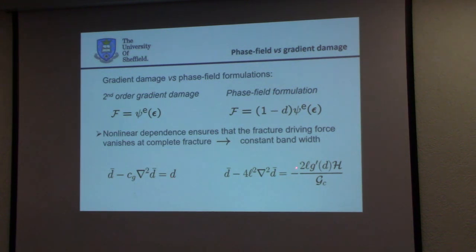And here we have, well, something that's a little bit more complicated. Here we have the length scale, here we have the derivative of G, and here we have a history parameter, and here we have GC. So it's slightly different, but there are clear similarities. You indeed see that they behave in a similar manner, but there are some subtle differences which make, for instance, that this broadening doesn't occur in phase field.